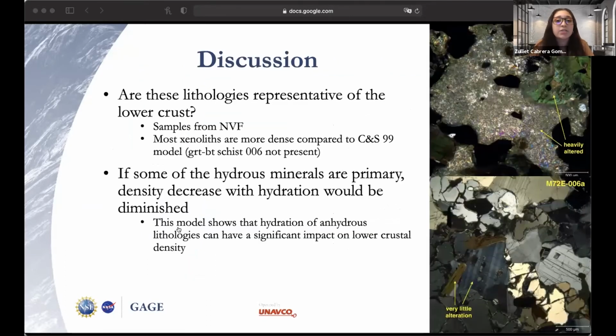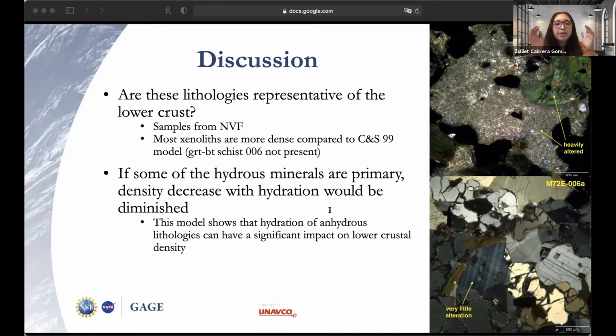To answer that question, we first have to ask this one: are these lithologies representative of the lower crust? Our sample data comes from 2 locations of the Navajo volcanic field in the Colorado Plateau, and most of these xenoliths are much more dense compared to the modeled density lithologies in the Connie and Silverstone 99 paper. In this paper, they do not include a garnet biotite schist in their lower crustal lithology model, which could be either because of sampling bias or they could simply not have included it.